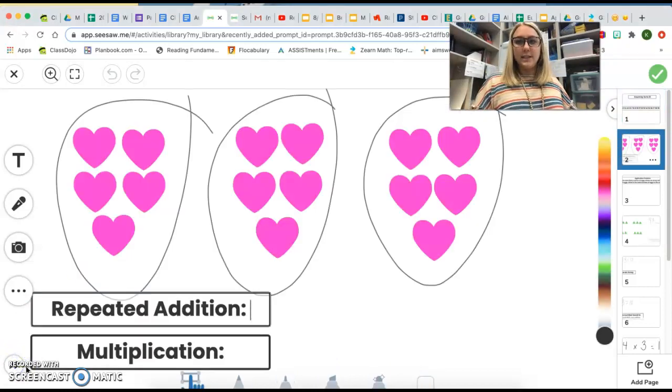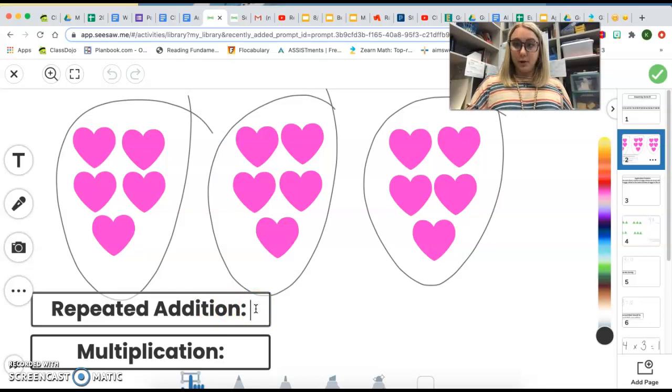All right, we're going to practice a problem here, and we are going to look at this, and I want you to look and see how many groups do I have right here? How many equal groups do I have? Yep, 3 groups. Good job. And how many are in each group? 5. Good job.